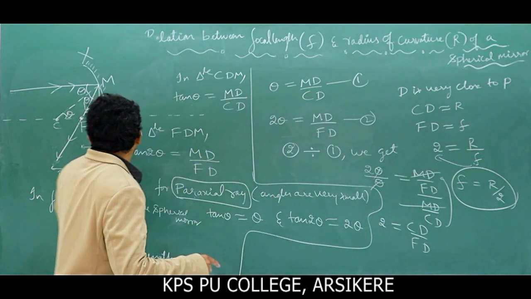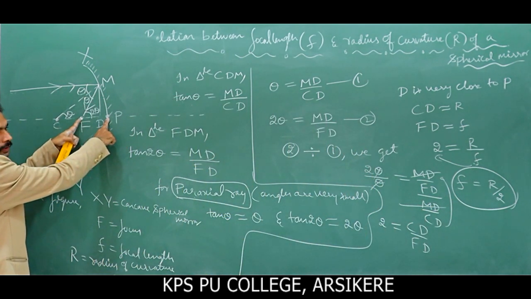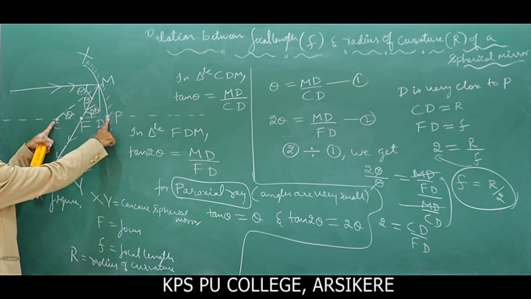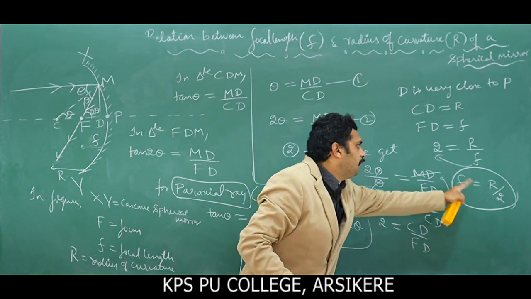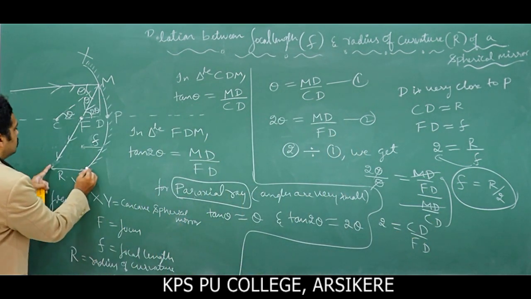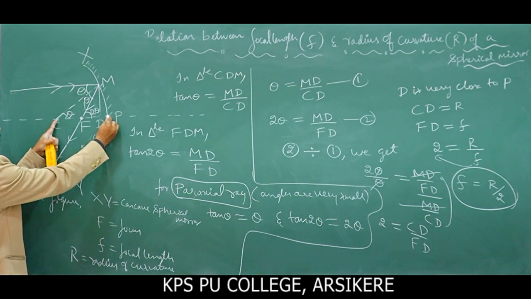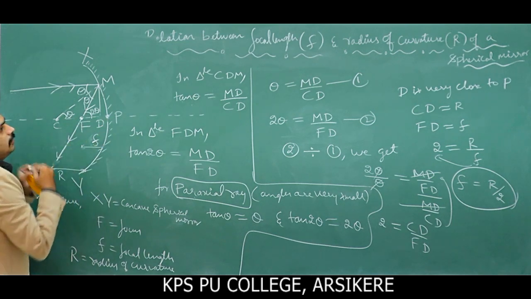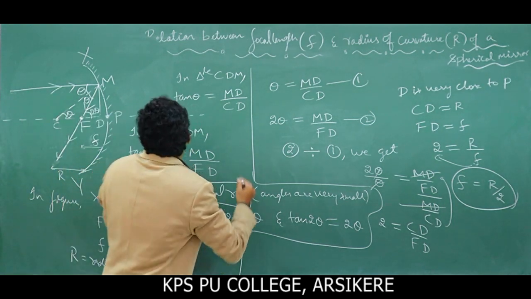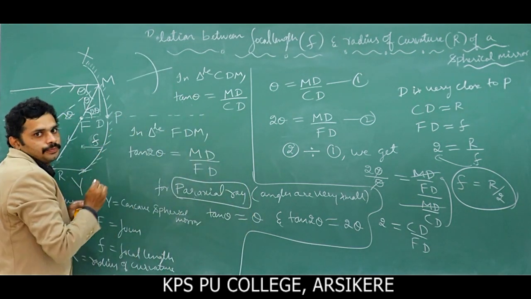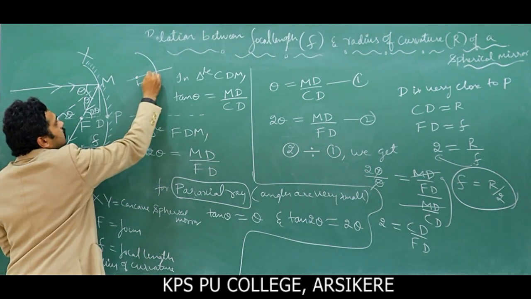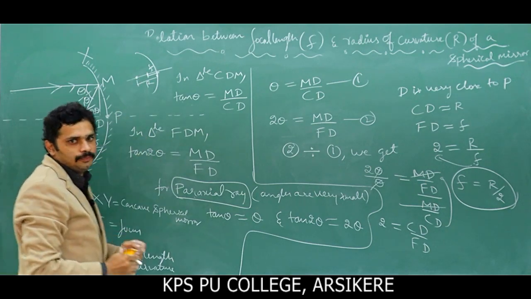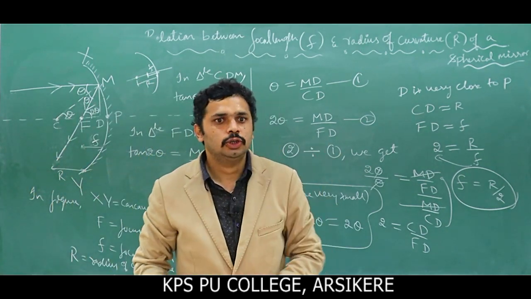Suppose this is the focal length and this is the radius of curvature. From this relation, I am going to write F is equal to R by 2. Suppose this distance is R, then this distance is F. Here this is R, and R by 2 means this is F. That's all for F is equal to R by 2.